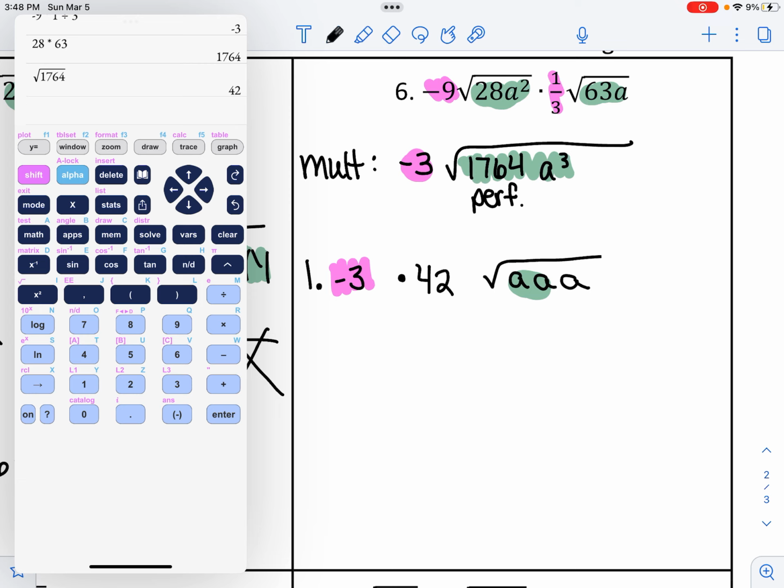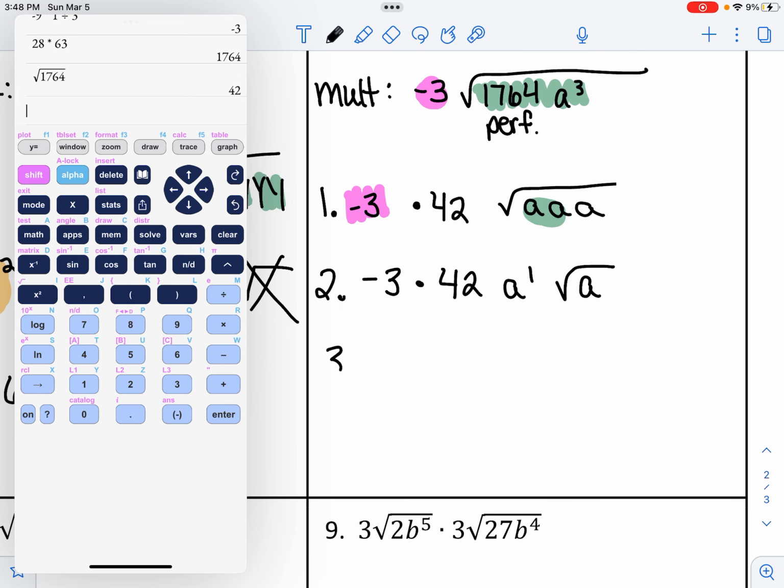All right, so now it's time to take a look at step 2. So step 2, I'm going to bring down my -3. I'm going to bring down my 42. I have one group of A's that I can bring out, and I have one group of A's left inside. And then step 3, I need to put my -3 times my 42 in my calculator to get -126. And that has an A, and then the square root of A is behind it.